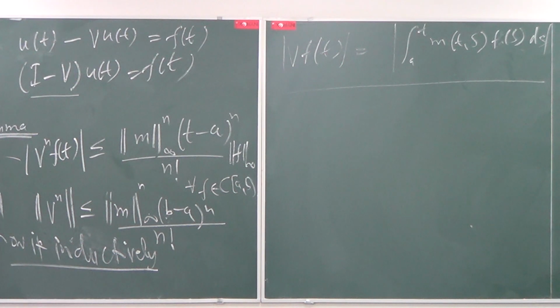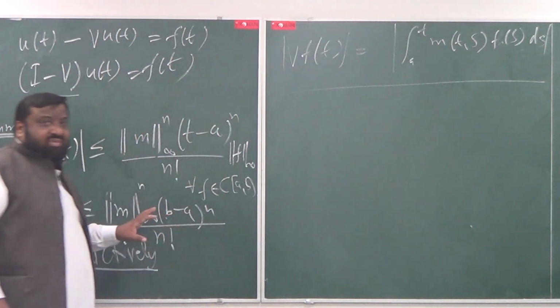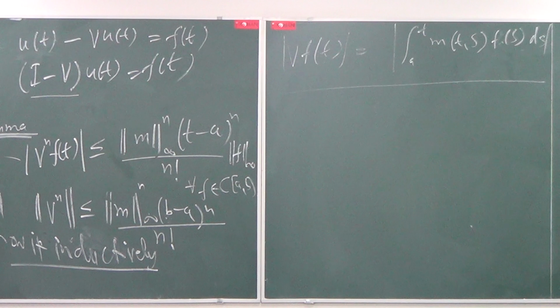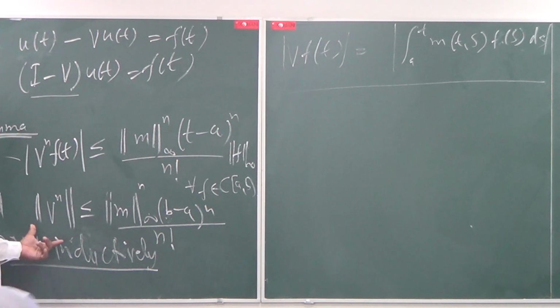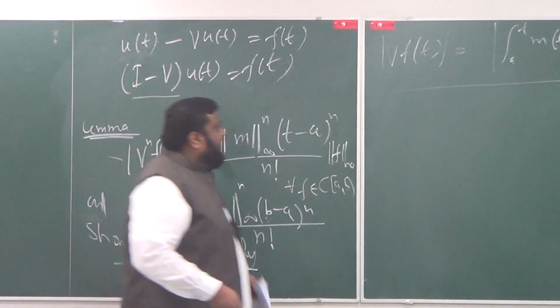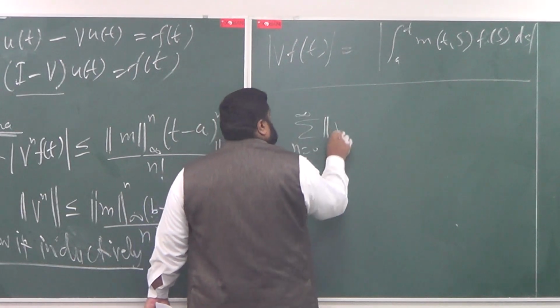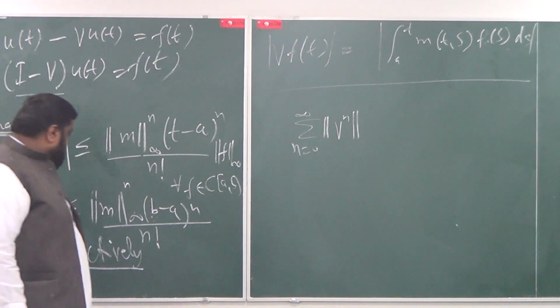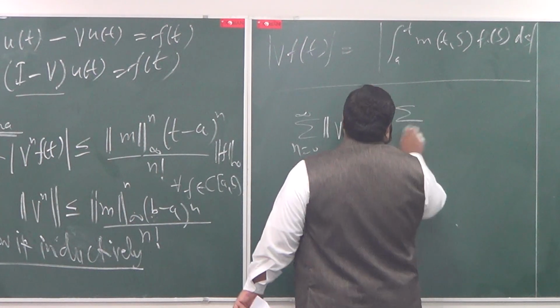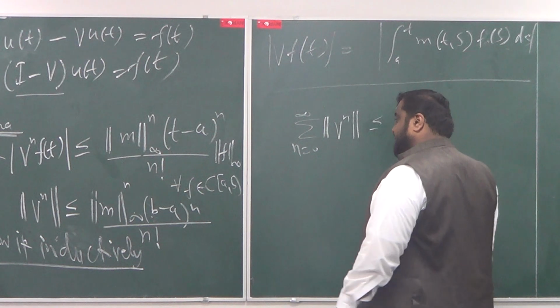Anyway, try to write a precise proof of it. I'm assuming that this lemma is true; it's something for you to do. Now if this lemma and this inequality are true, that makes my life easier, because I just need to consider the sum over n equal to 0 to infinity of the operator norm of V^n, which is less than or equal to the sum over n from 0 to infinity.